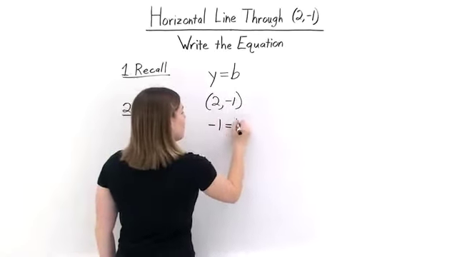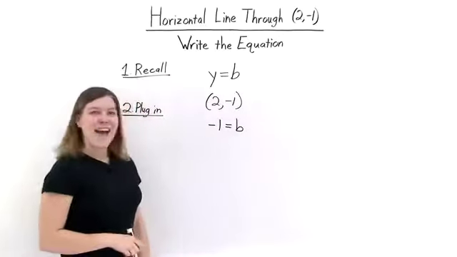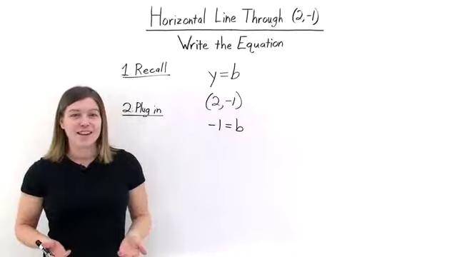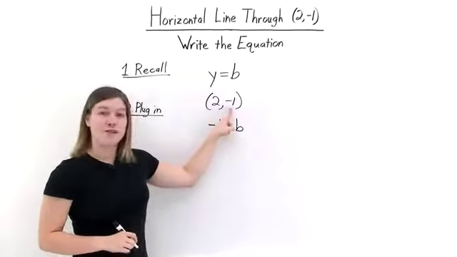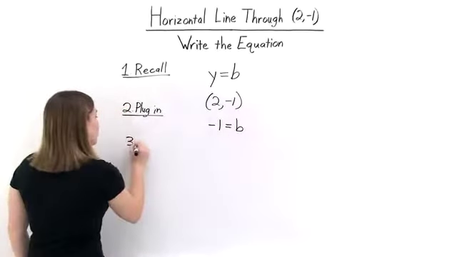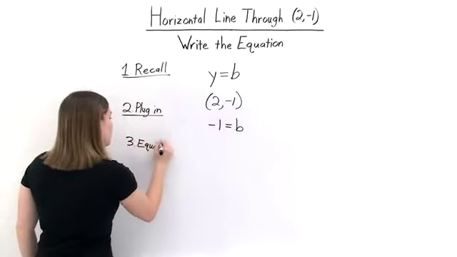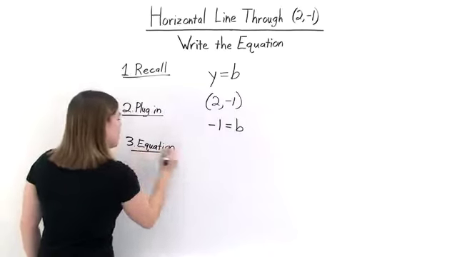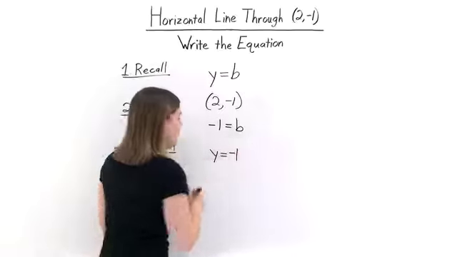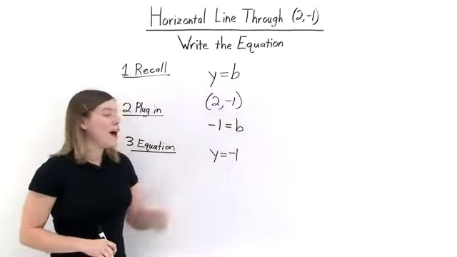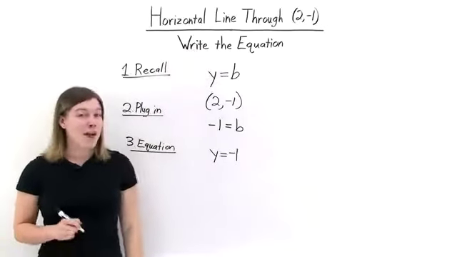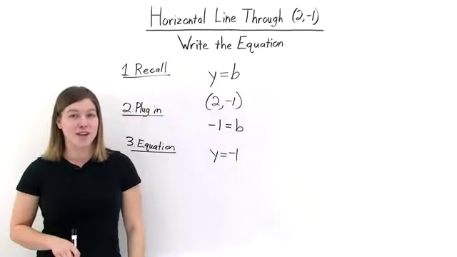We have -1 equals b. Hey! We just solved for b. b equals -1. All we did was take the y-coordinate from our ordered pair, and that's b. So, to get our equation for this horizontal line, we just need to plug b into the equation for our horizontal line. So we get that y equals b, which is -1. So y equals -1. This is the equation for the horizontal line that passes through the point (2, -1).